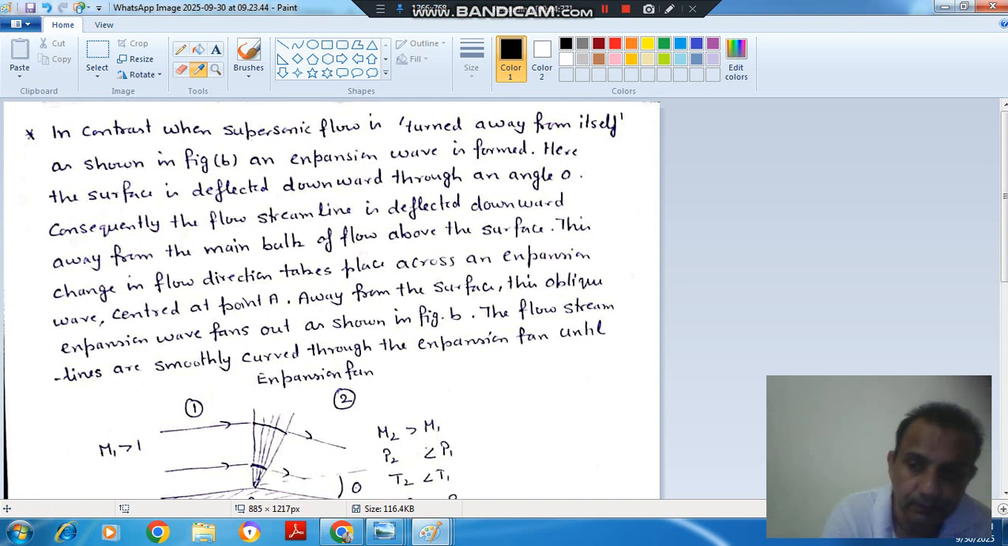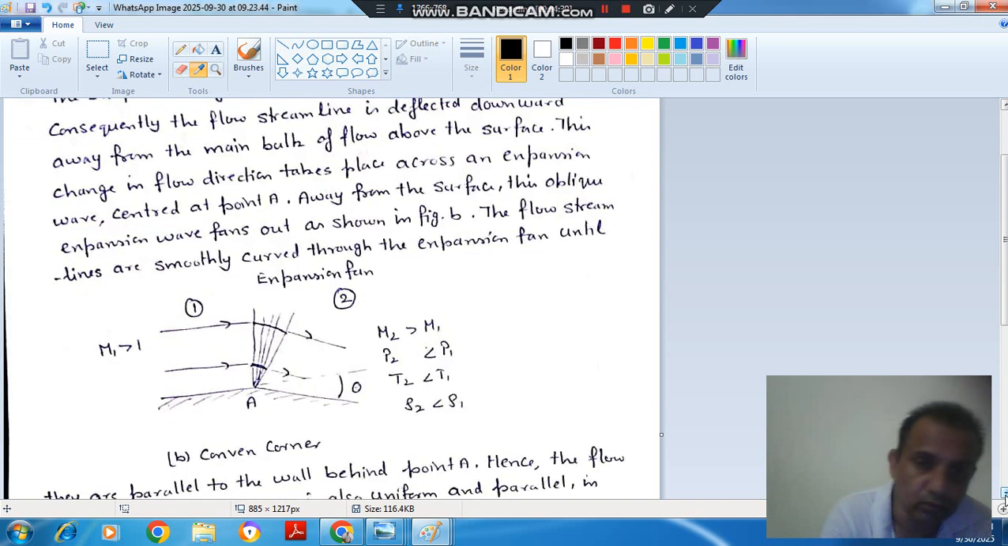Now we'll introduce the expansion wave also. Oblique shock waves are the waves which are generated when the surface turns into itself, and an expansion wave will be generated when the surface turns out of itself like this. In oblique shock wave the surface is turning into itself, and in expansion wave it is turning out of itself, and this is the corner point.